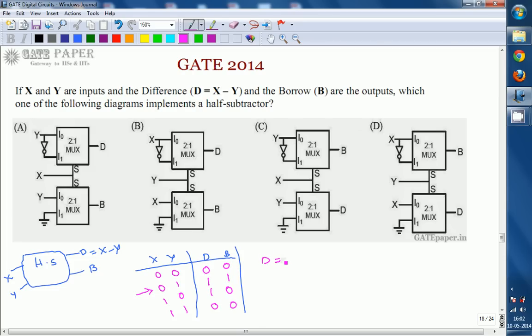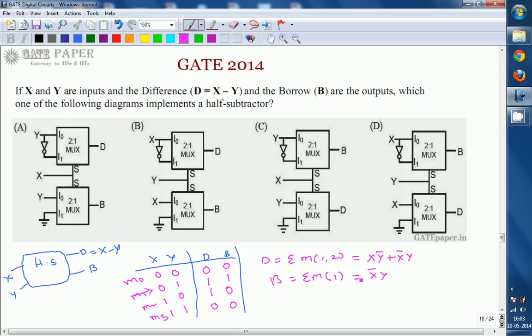You can go for this one. D is the minterms of 1, 2. Here we have minterm 0, minterm 1, minterm 2 and minterm 3. Minterms 1 and 2 get added, so what you get is x y bar plus x bar y. This is the expression for D, and borrow is only minterm 1, which is x bar y. So borrow is x bar y and difference is x y bar plus x bar y. Whichever circuit implements these expressions will be the right answer.